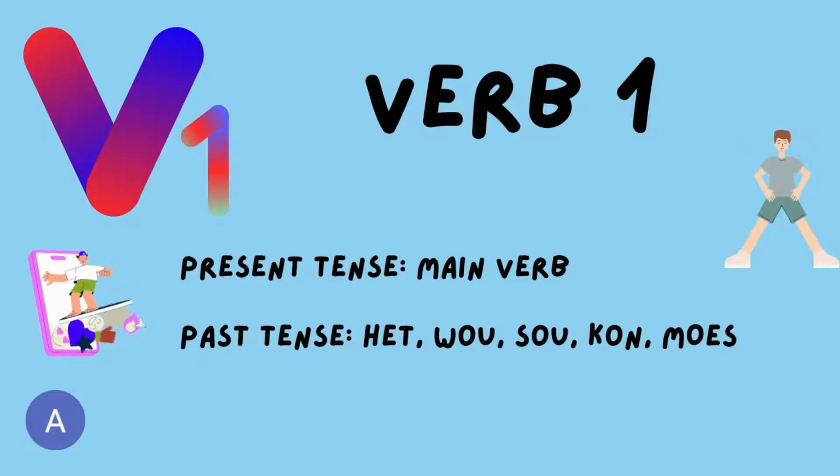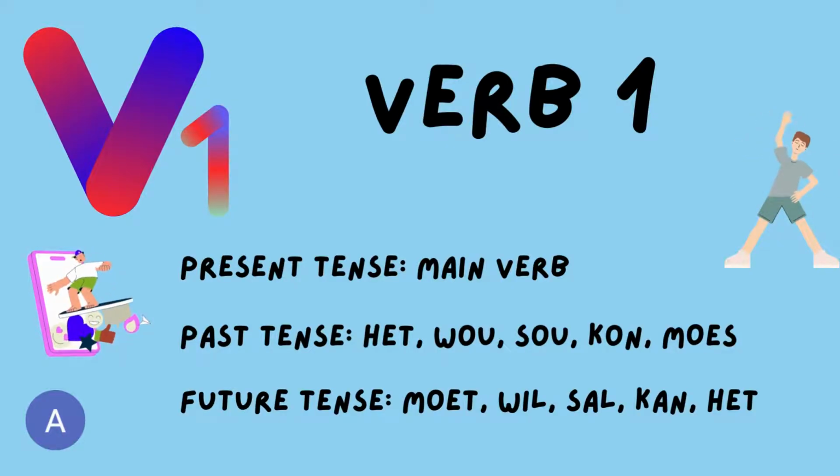For past tense, we will use words like het, wou, sou, kon, and moes. Also remember for the past tense, there is usually the word "ge" later on, by verb 2. In future tense, we will use the words sal, wil, kan, moet, and het.